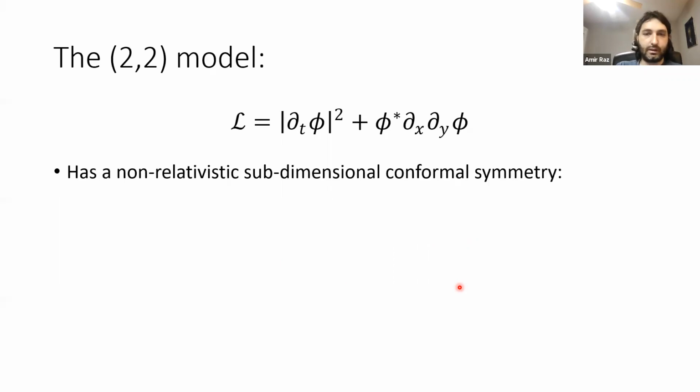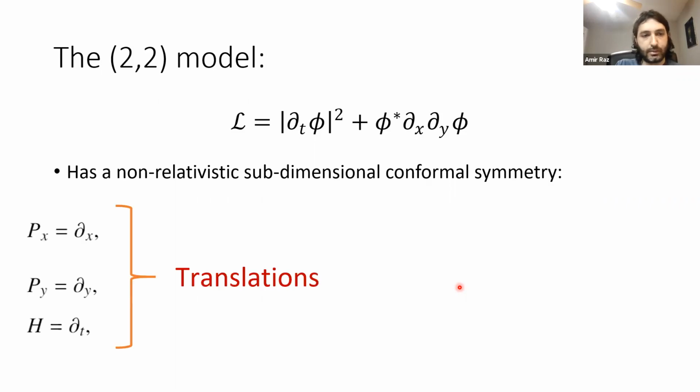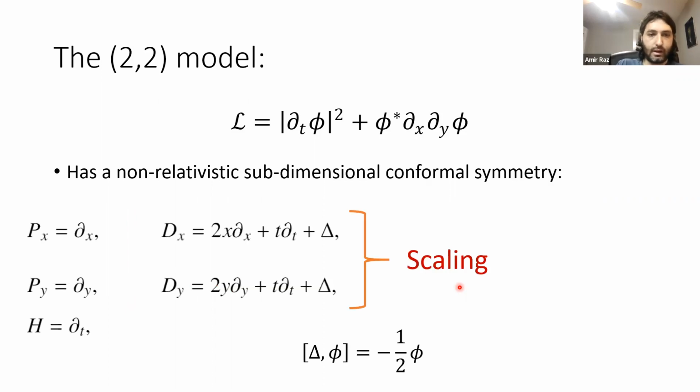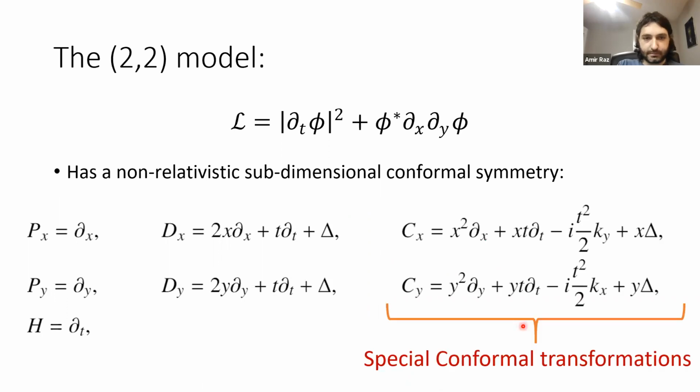And so we can just start listing out all the different generators of the symmetry. The first ones are translations, of course. The model is translation invariant. It also has these 2 scalings. You can scale x and time, and we can scale y and t. And in both cases, this field phi has a scaling dimension of 1/2. And then we can write down the special conformal transformations.